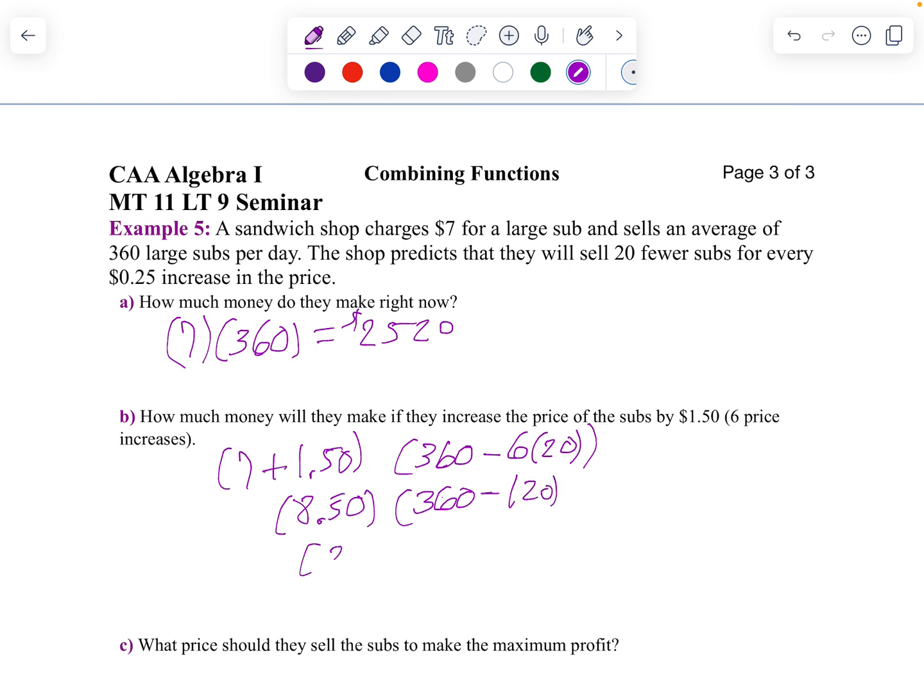So then we're going to go $8.50 times 240, right? So if we take $8.50 times 240, by making the prices more, they bring in less money. So a price increase doesn't make sense for them.